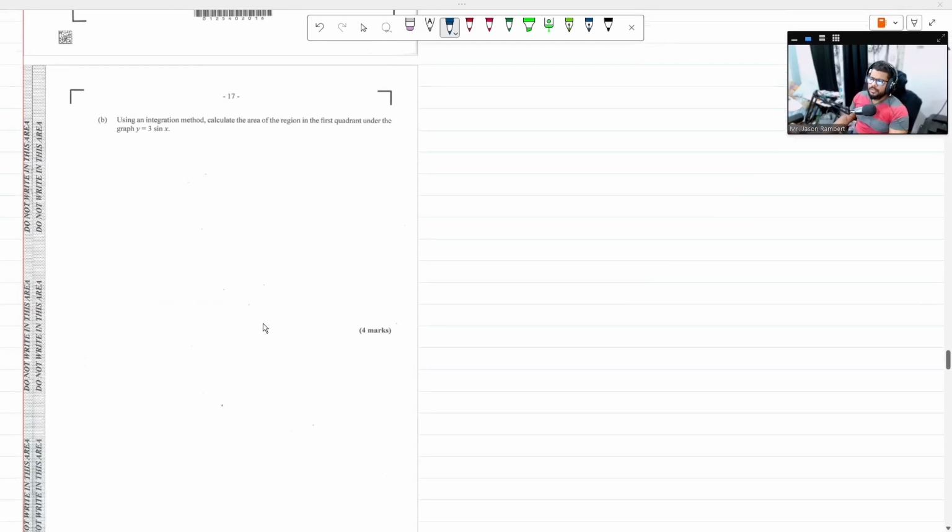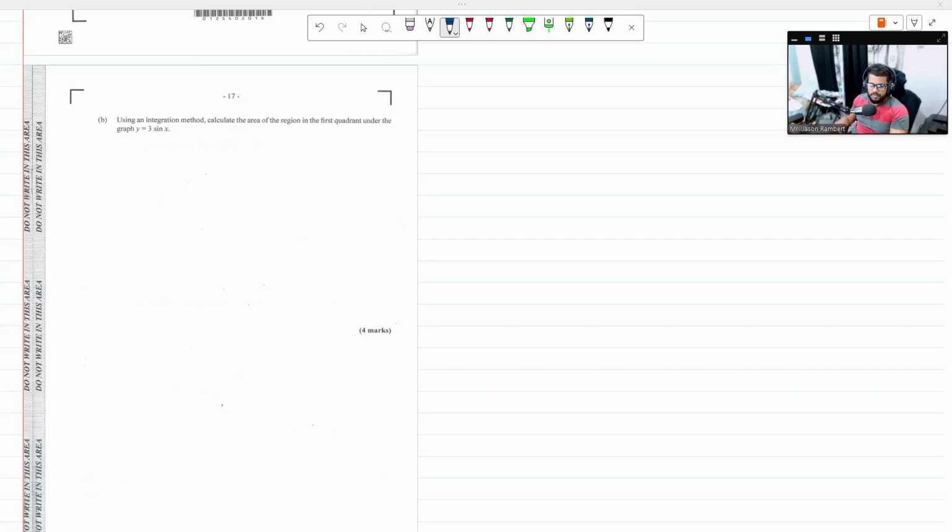All right, part B, using an integration method, calculate the area of the region in the first quadrant under the graph y is equal to sine 3x. In the first quadrant. Ideally they should have given us the limit, at least an upper limit, because that graph goes on forever.